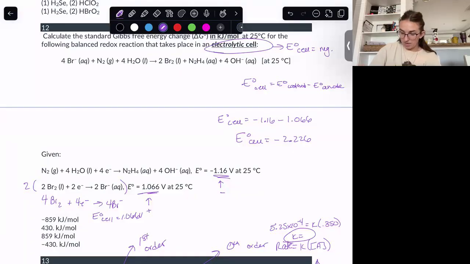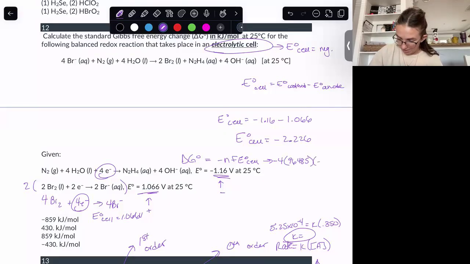Okay, so once we have E naught of the cell, then we know that delta G naught is equal to negative nFE naught cell. So, right, we said we had 4 electrons here. We made this 4 electrons here. So this will be negative 4 times Faraday's constant, 96485, and then negative 2.226. So then delta G becomes 859 kilojoules per mole.